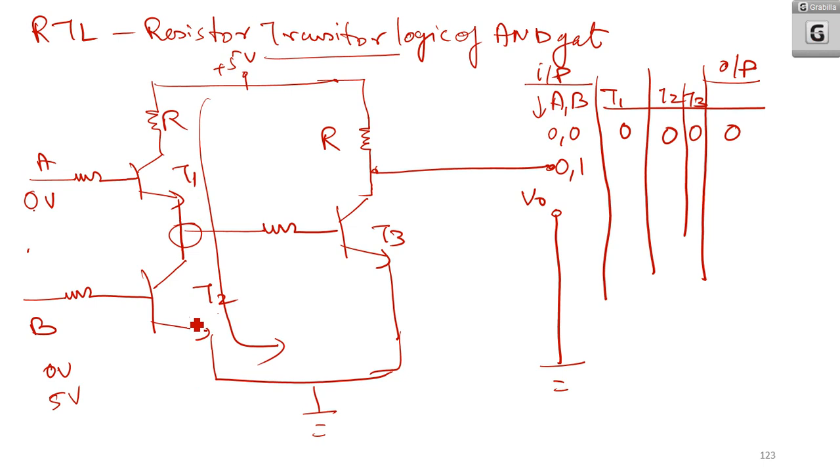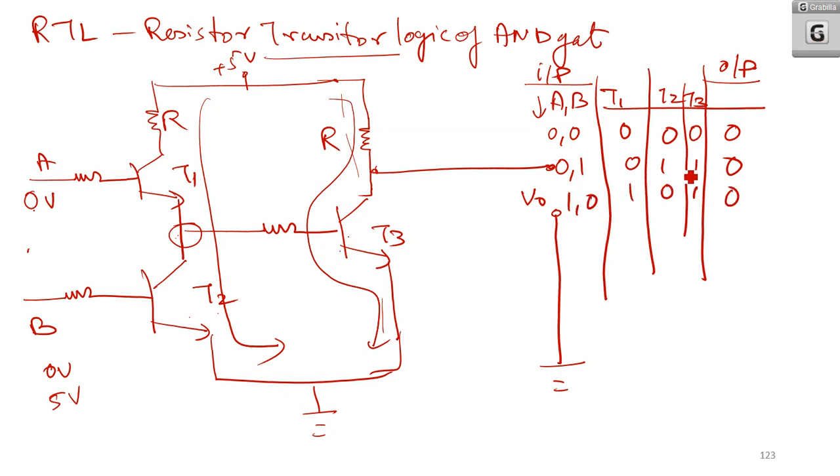Only transistor 2 is on and transistor 3, with some bias, it will get on, and if it is getting on, so what happens? Another path is also there. So what happens? The output voltage will become 0. T3 is on. Okay. Again, if it is 1 0, again the same thing will happen.